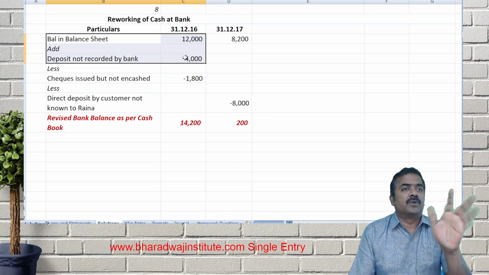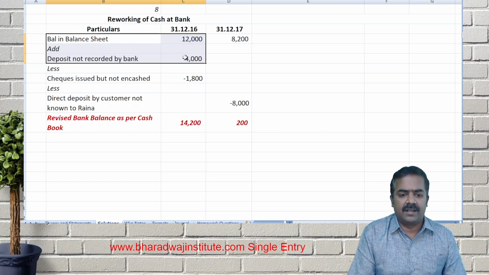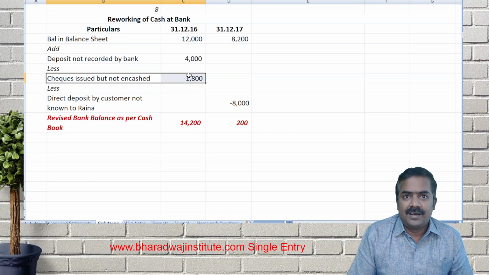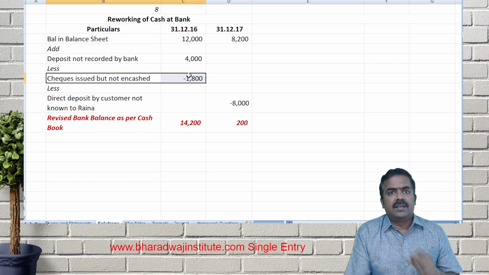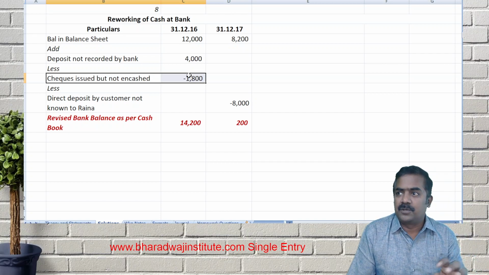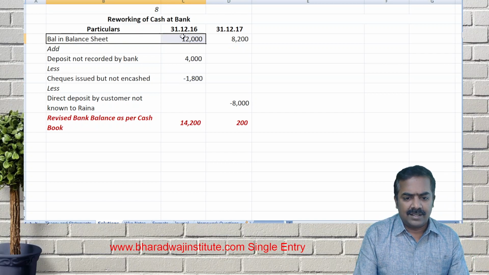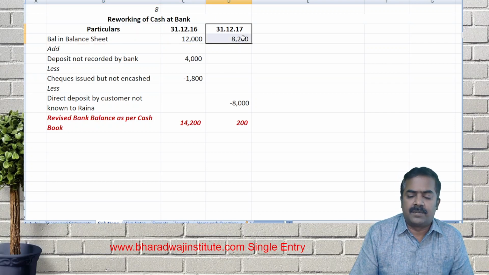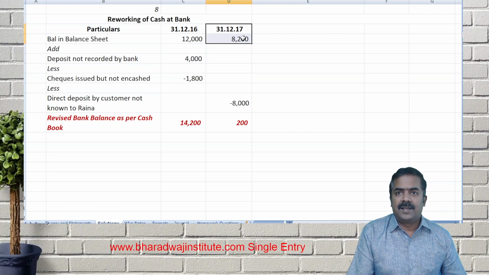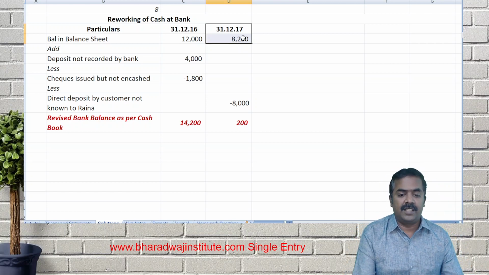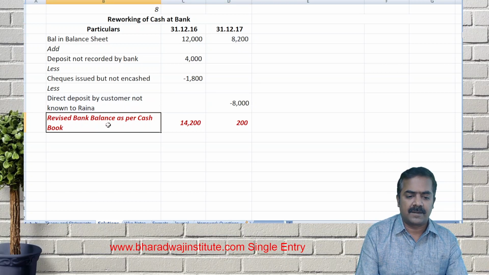Deposit not recorded by the bank. The 12,000 and the 4,000 are not recorded, so add it. Okay. Checks issued but not encashed. We have issued the check, which means we would have reduced it, but the banker has not reduced it. Reduce it now. Okay. This 8,200 includes deposit by a customer, but not known to us. Banker has included 8,000. We have not included 8,000. Eliminate it so that we will get our balance.